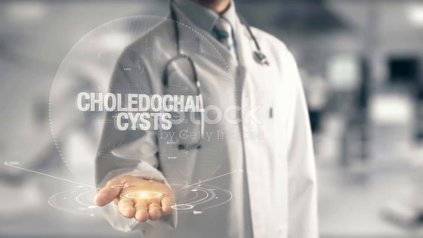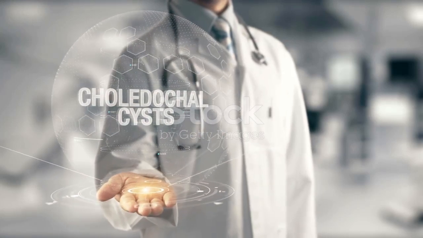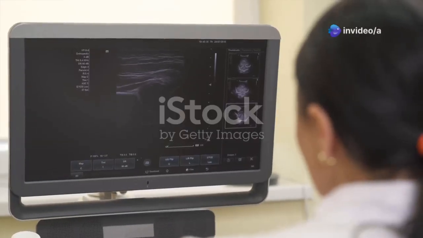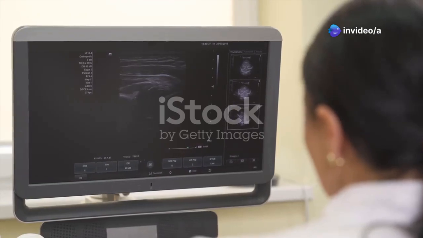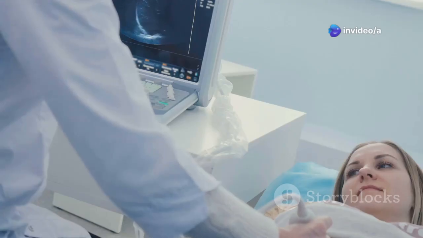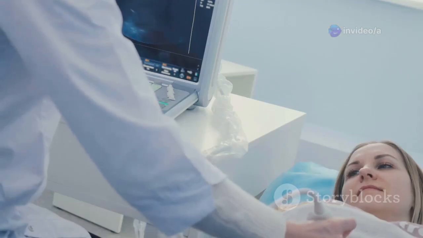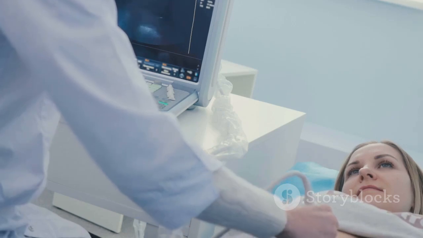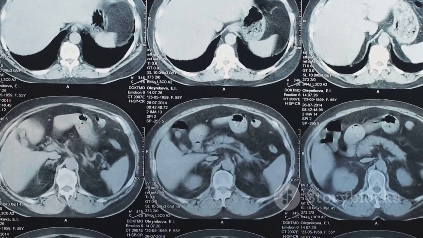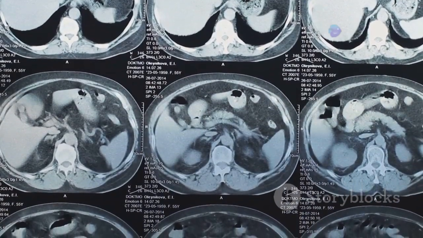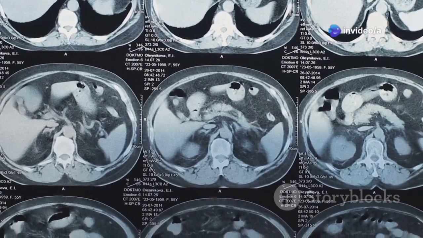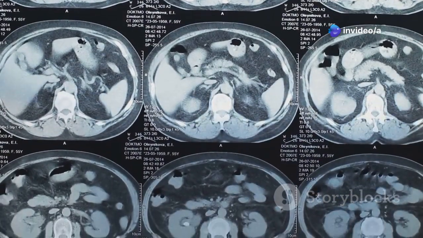Section 5. Diagnosing gallstones and when to seek help. Diagnosing gallstones typically involves a combination of imaging tests and blood work. The most common imaging test used is an ultrasound, which can effectively detect the presence of gallstones. Other imaging methods, such as CT scans or MRIs, may also be used to provide a more detailed view of the gallbladder and bile ducts.